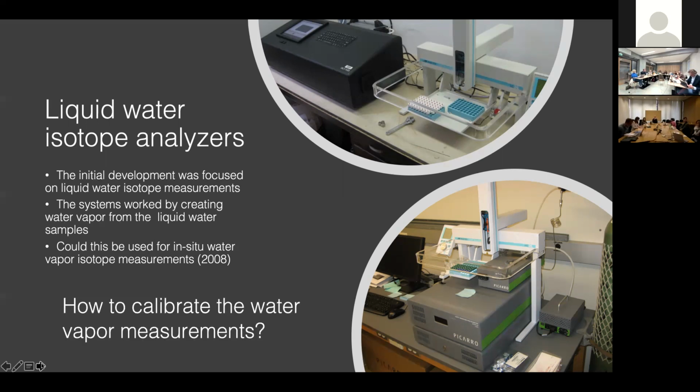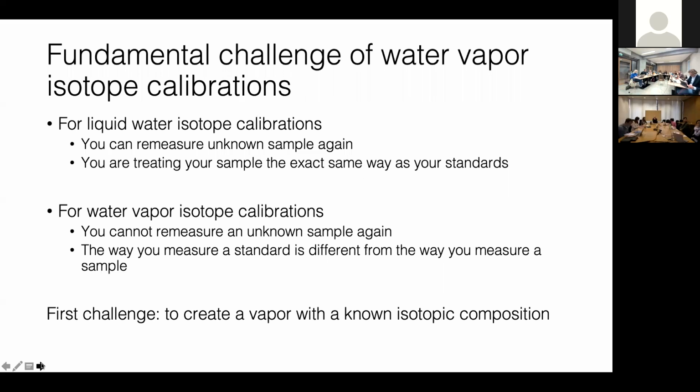However, one of the first challenges that came from this was how do we calibrate water vapor isotope measurements? Because there's a fundamental challenge of water vapor isotope calibration, and that being that, as opposed to liquid water isotope calibration, you cannot really remeasure the unknown sample again. And in fact, you are treating your sample differently compared to liquid water, because in liquid water, you have a sample, you can measure it over and over again. You can take it and put in your standards and compare it against your standards.